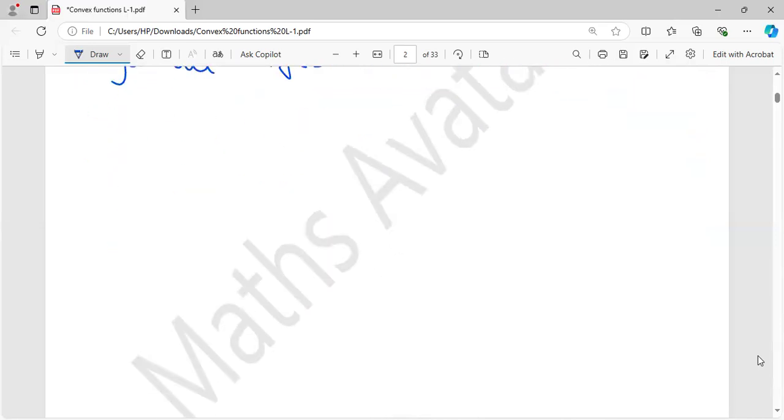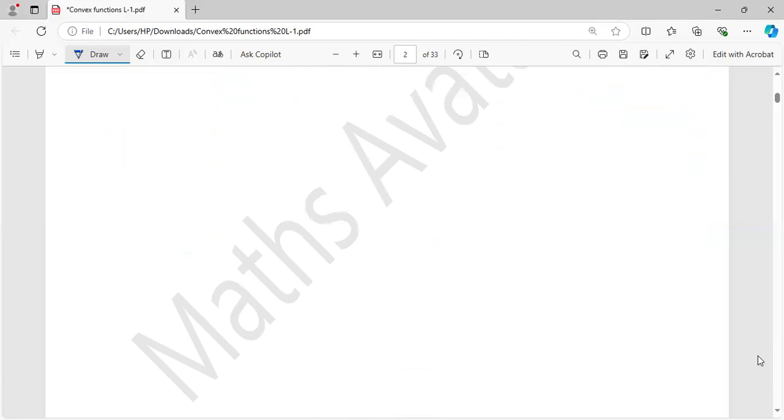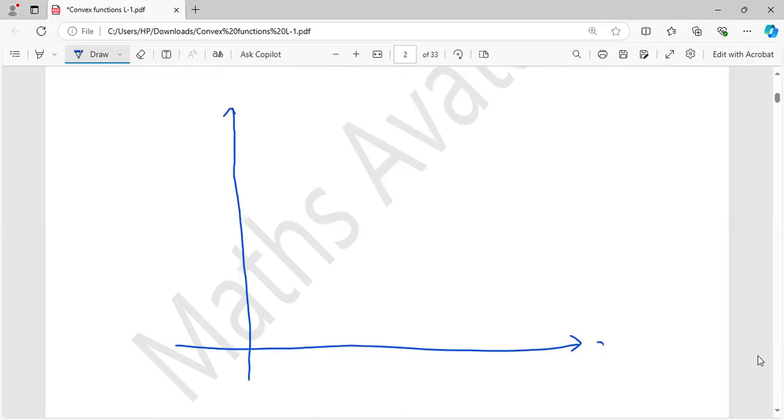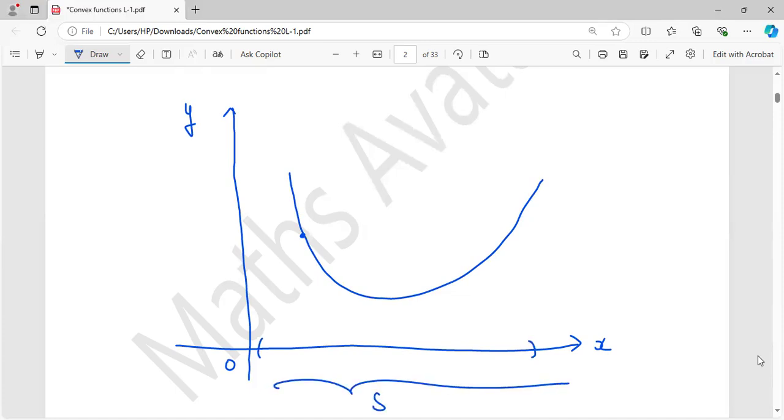So what is the meaning of this graphically? Let's understand it. This is the x axis, this is the y axis, and this is the origin. Suppose this is the function. Now you have one point x here. This is my subset S. So this is x here, and this is y here, and this is the function f of x.